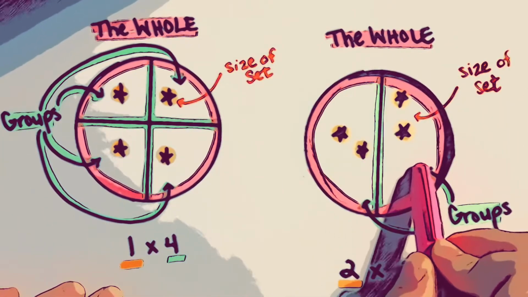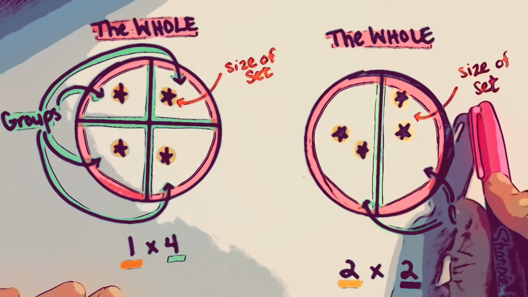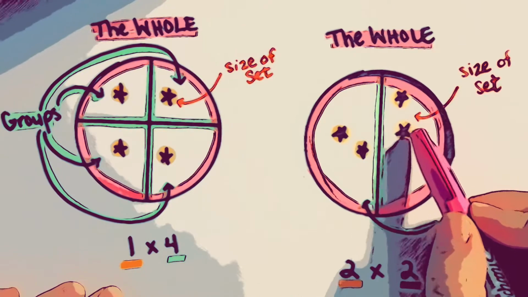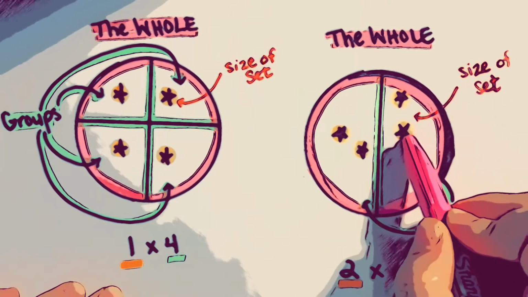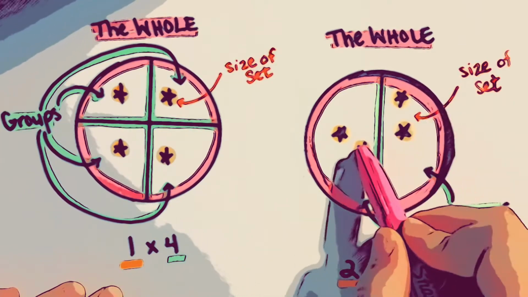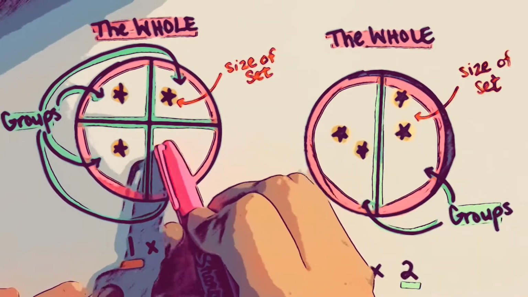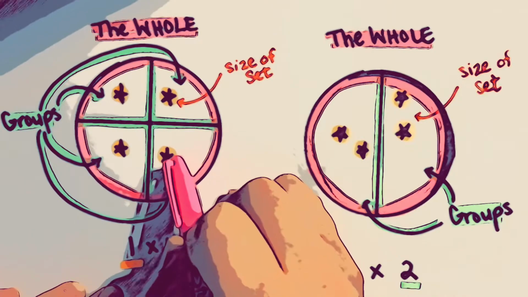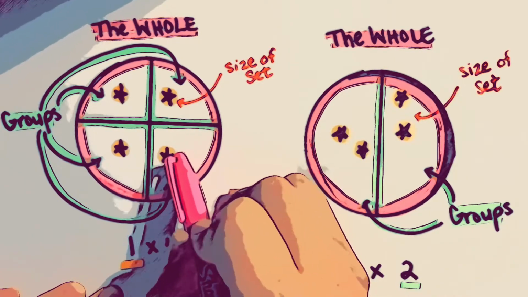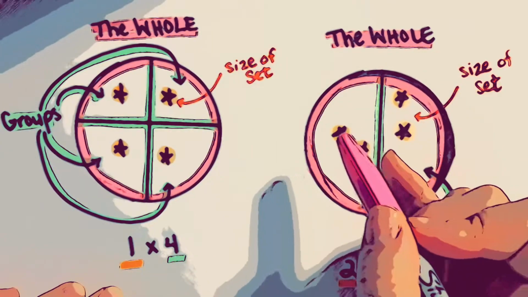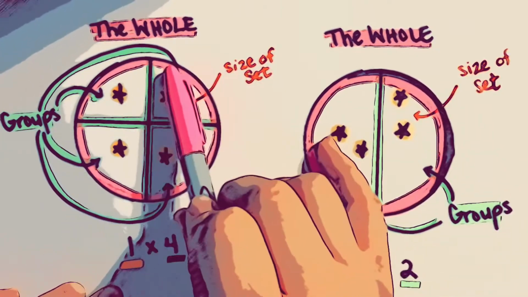Now, within my groups is what is known as the size of the set. So within this group, I have 2, which completes the size of my set. And I have 2 more in my second set. Over here, I have 1. That is the size of my set. And I have 4 groups of 1, which combine to create my whole in its entirety.